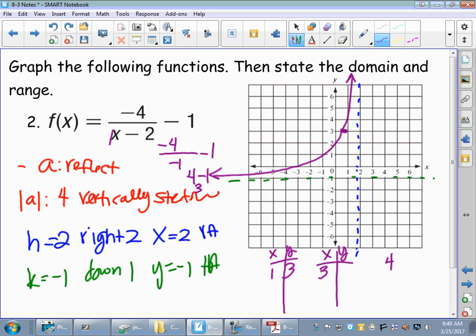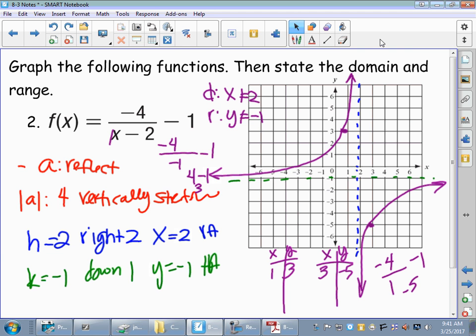If I plug in 3, I get -4 over 1, which is -4, minus 1 gives me -5. So 3 gives me -5. And that tells me where we're at this way. So you can see we're a little bit further away from that intersection of the two asymptotes. And that is the vertical stretch that we're talking about there. Domain and range is already kind of stated for you. The domain, x cannot equal 2, and your range, y cannot equal -1. Those are the only numbers that are not on the graph. They're not defined on the graph.